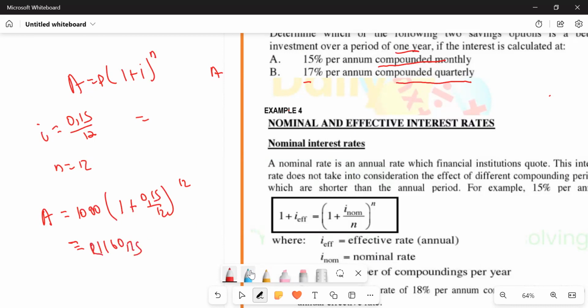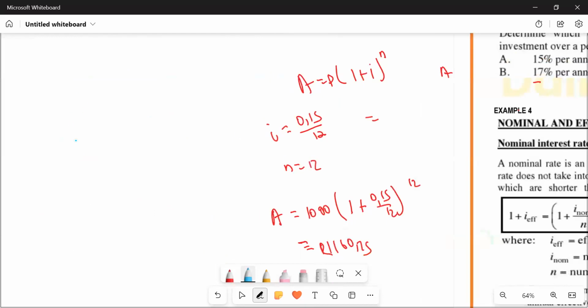Okay, let's use a different color for option B. What are we going to have for option B? Again, for option B we still use exactly the same formula: A is going to be P, 1 plus I to the power of N. But our I is going to be equal to 0.17 divided by 4, and then our N is going to be equal to 1 multiplied by 4.